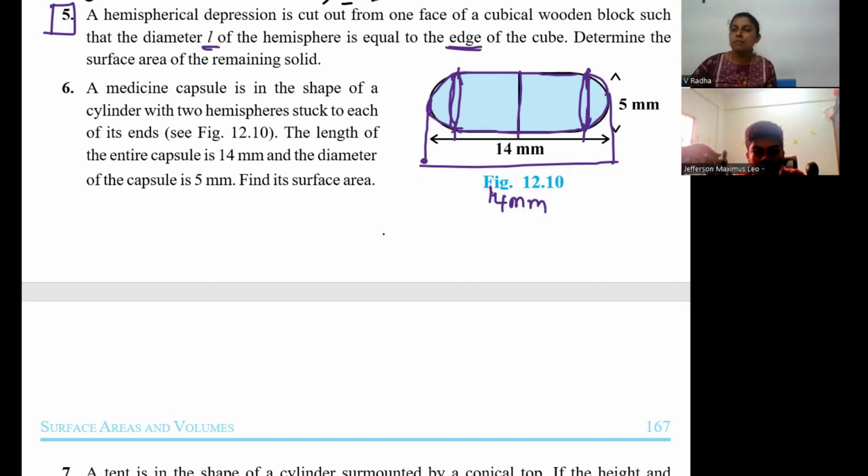Can you say the formula? Surface area means what portions are visible from your point of view. That is the surface area. The curved surface area of a sphere is 2 pi r square. So 2 pi r square. Then the surface area of the cylinder is 2 pi r h. Very good.